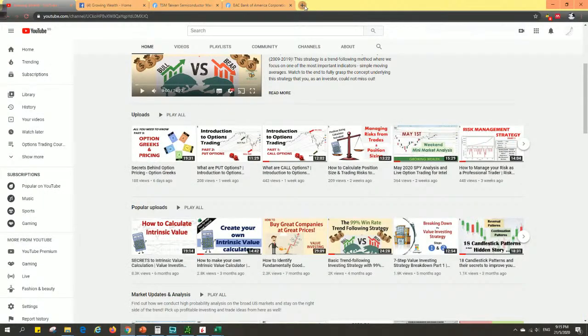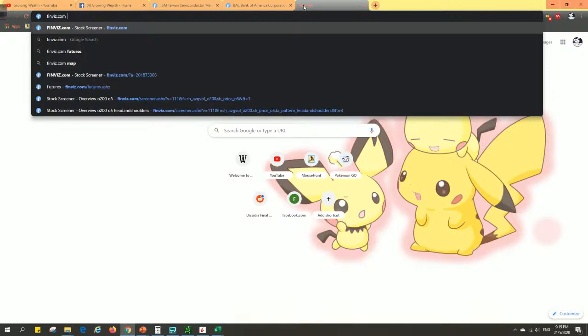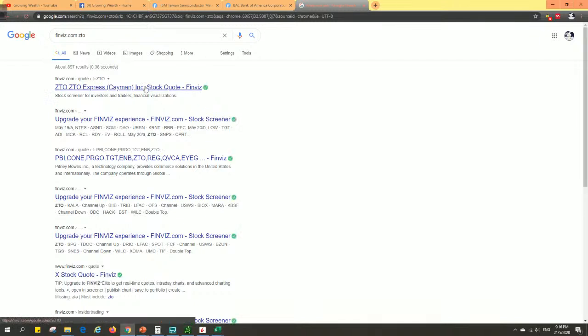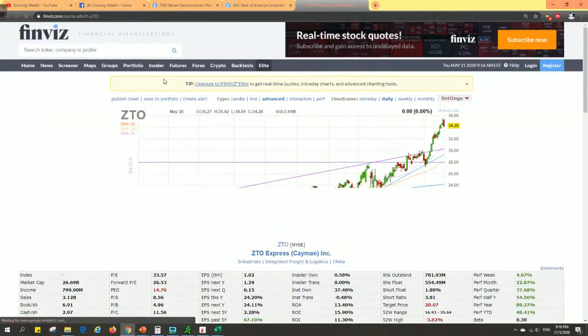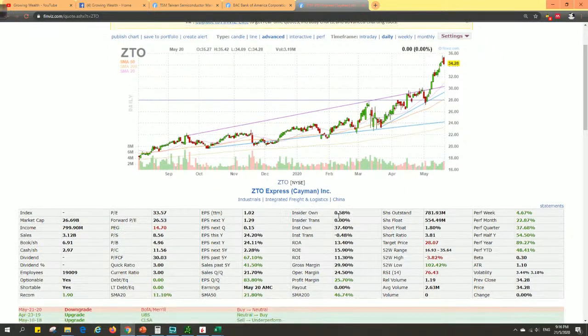So just let me also find out what this stock is about. Realize that previously we have only been talking about technical analysis, so I would also like to go a bit deeper into its fundamentals. Industrials, integrated freight and logistics. Also, it's a China stock.